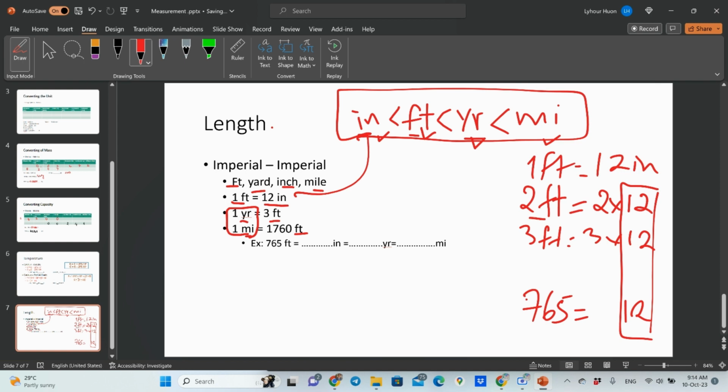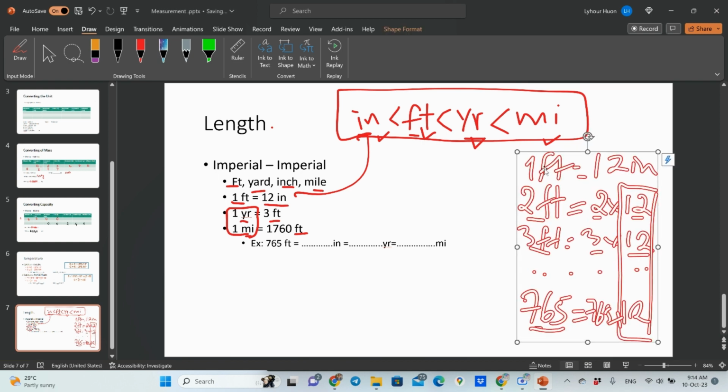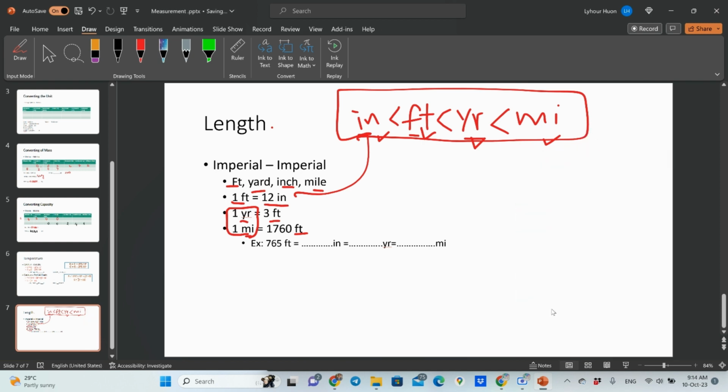2 feet is 2 multiplied by 12, right? 3 feet, yeah, 3 multiplied by 12, and so on until 765 feet. We multiply. Wait, how do we multiply? 765 multiplied by 12. Really? Yes, 765 multiplied by 12 to get the inches.